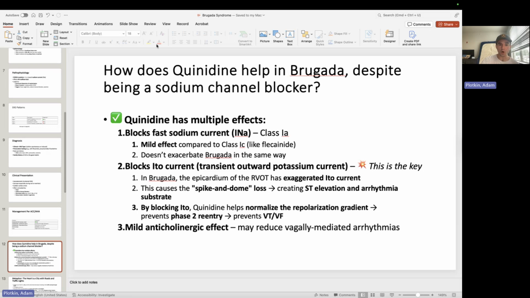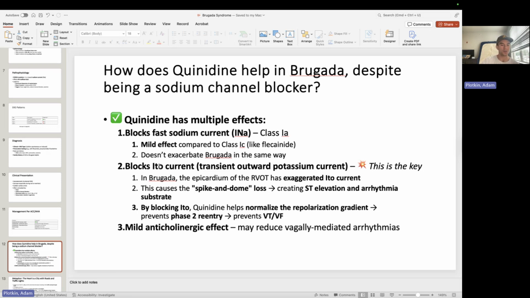All right. So how does quinidine help in Brugada despite it being a sodium channel blocker? I literally told you sodium channel blockers like flecainide and procainamide can push the patient into further Brugada exacerbation. So why would we give quinidine, which is a 1A antiarrhythmic, which is a sodium channel blocker? That doesn't make sense. Let me make it make sense to you. Quinidine has multiple effects. It blocks the fast sodium current channels. It's a class 1A, but it's really a mild effect compared to things like flecainide, which is a class 1C. It doesn't really exacerbate Brugada in the same way.